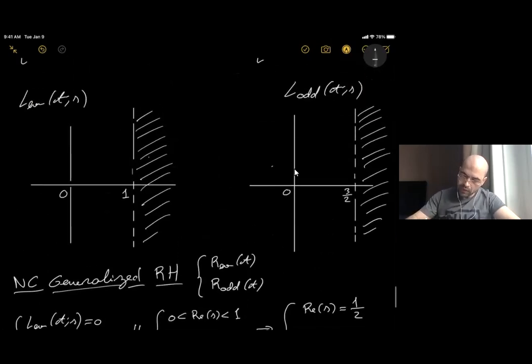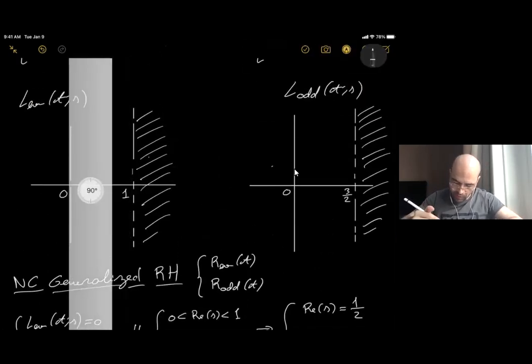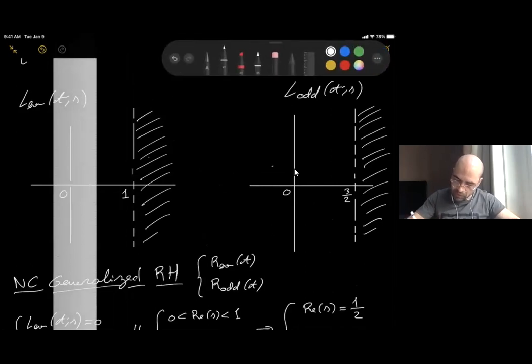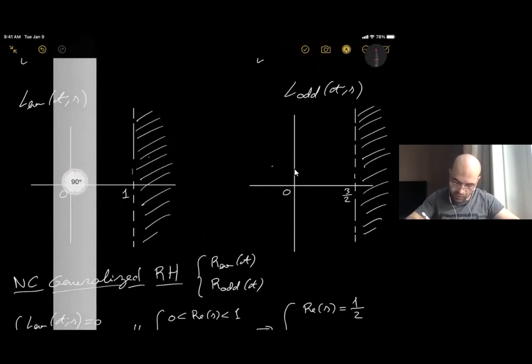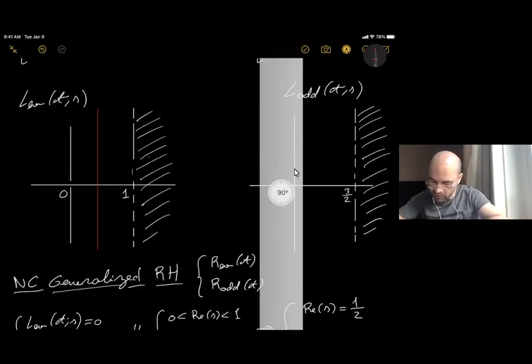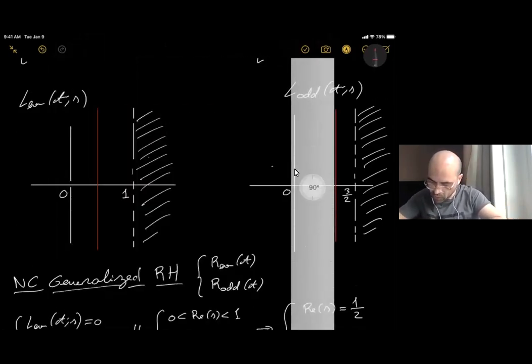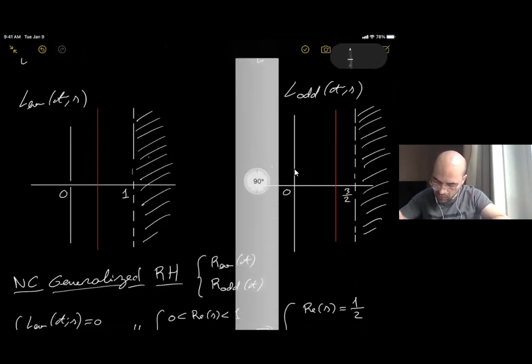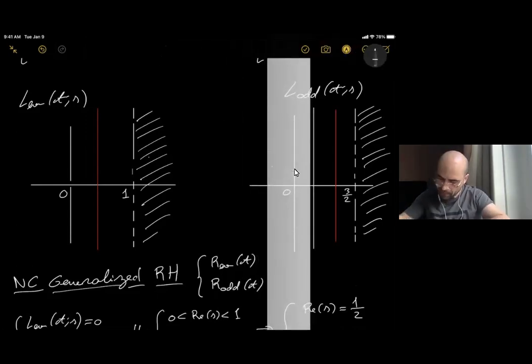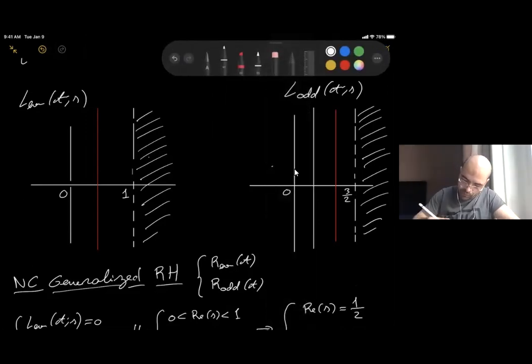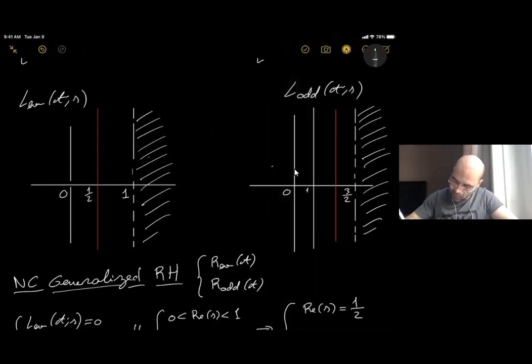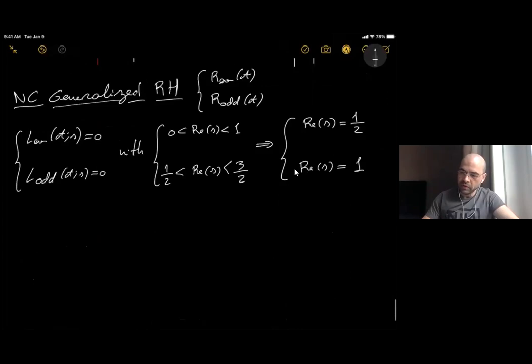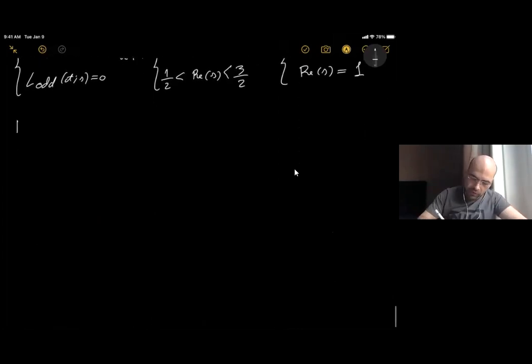Geometrically, this is saying that in this region the zeros necessarily need to be here, and in this region they necessarily need to be here, where here it's 1/2, 1/2, and here it's 1. Okay, so you can phrase this version of the conjecture. Now, why is it useful? This is the next result. It is useful by the following result.